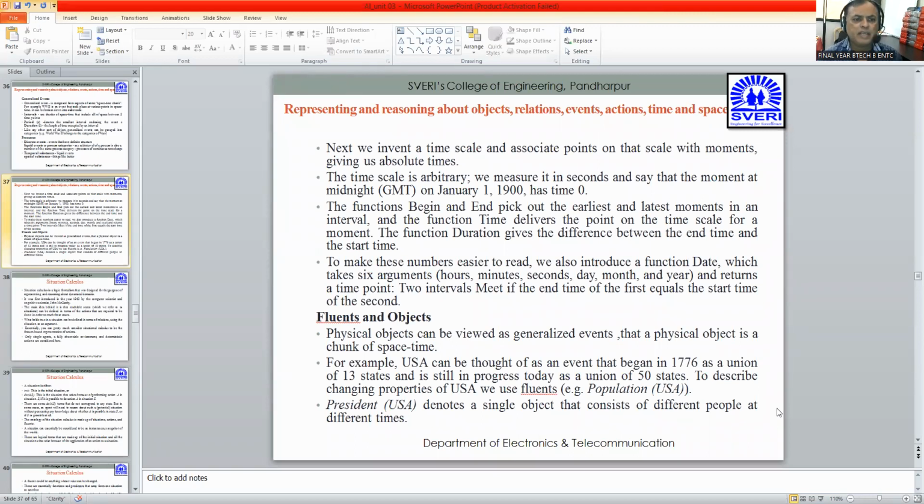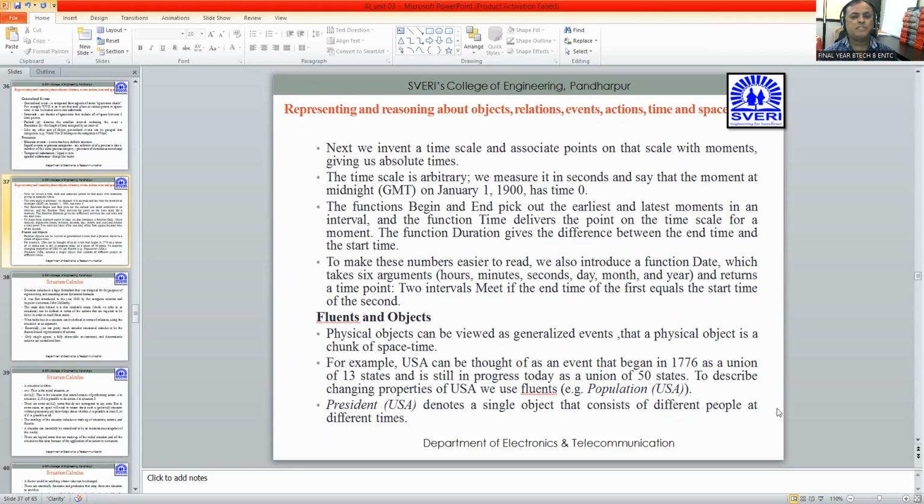Next, we invent a time scale and associate points on that scale with moments given as absolute times. So obviously the whole event is calculated, and associated points on the scale of the moment are found with the help of time. The time scale is arbitrary. We measure it in seconds, like midnight on January 1, 1900 has time 0. The functions begin and end pick out the earliest and latest moments in the interval. This is all about time intervals.